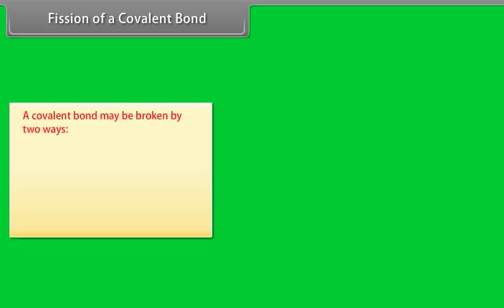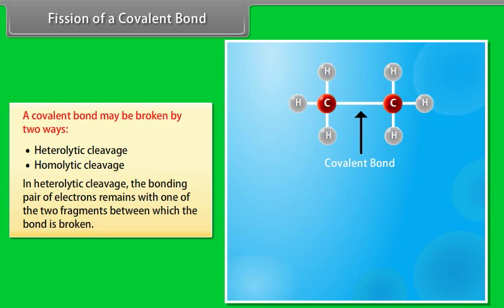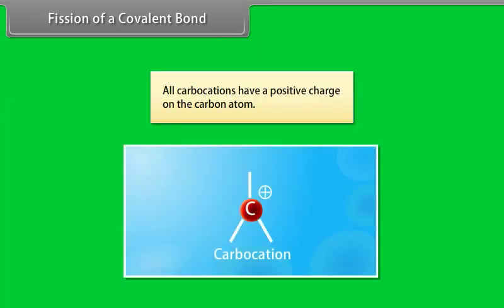Fission of a covalent bond. A covalent bond may be broken by two ways: heterolytic cleavage, homolytic cleavage. In heterolytic cleavage, the bonding pair of electrons remains with one of the two fragments between which the bond is broken. For example, all carbocations have a positive charge on the carbon atom.